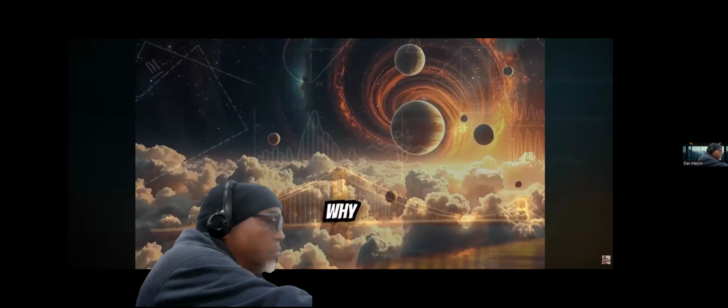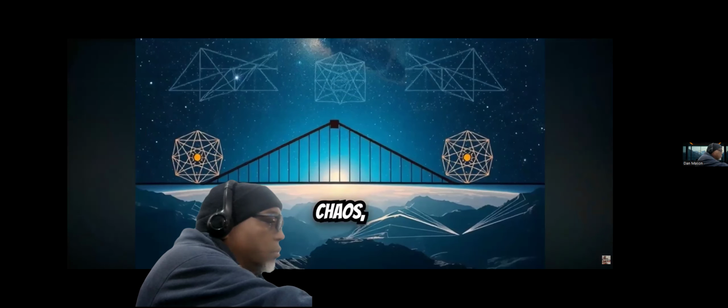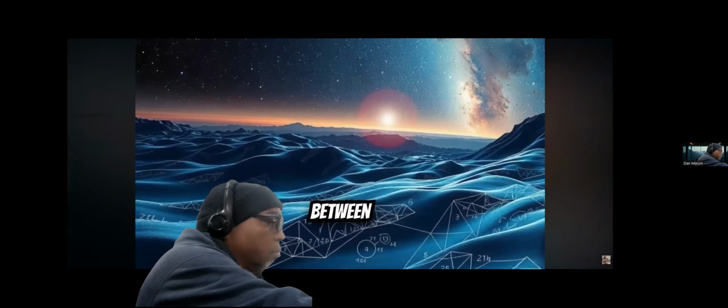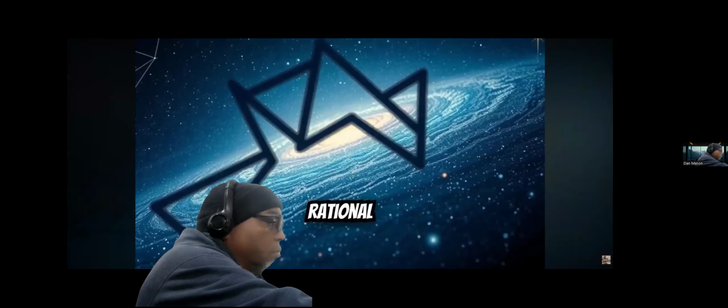Why should the universe follow rules that people made up? If nature came from chaos, it seems doubtful that there would be such harmony. The correlation between mathematics and physical entities indicates an underlying rational framework for both.